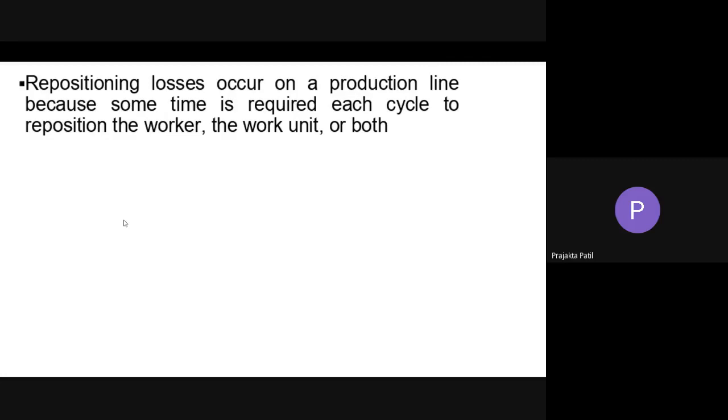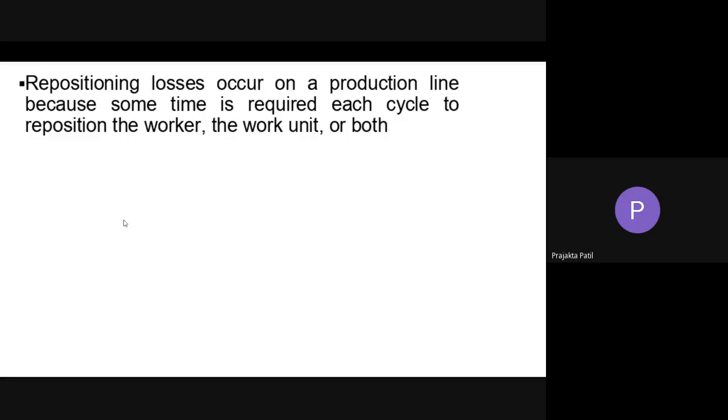As I said, this is one of the critical factors that needs to be considered whenever you find the minimum number of workers required. Repositioning losses occur on a production line because some time is required each cycle to reposition the worker or the work unit, or at times even both of them. For example, suppose we consider a continuous transport line with work units attached to the conveyor and moving at a constant speed.